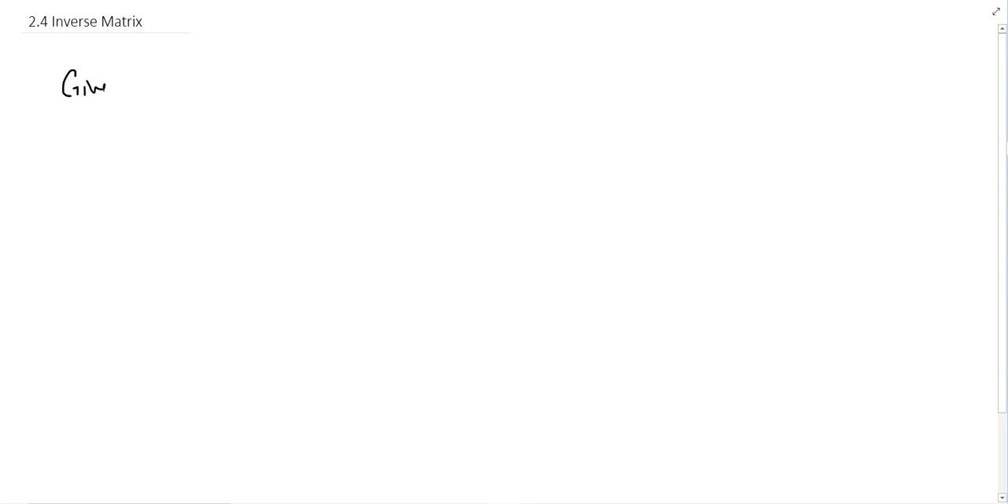Let's say given 2 square matrices, A and B. Now notice immediately that only square matrices can have an inverse, because that's how we define it right now. So we have 2 square matrices, A and B. Also notice that these 2 square matrices, we obviously want them to be the same dimension, n by n.